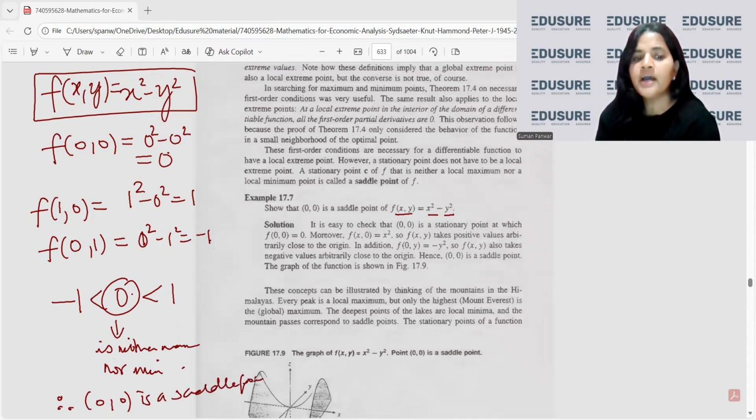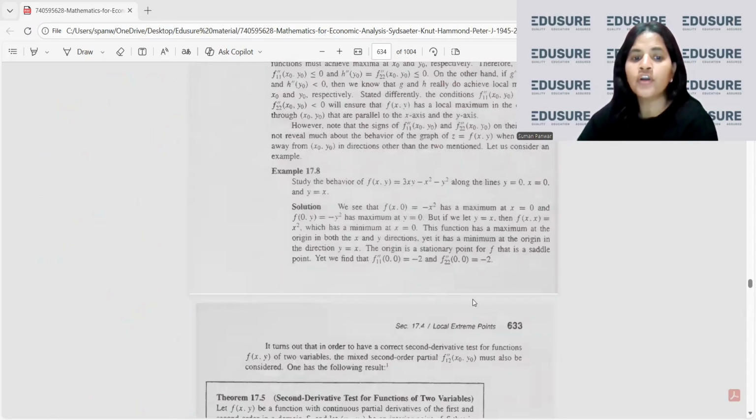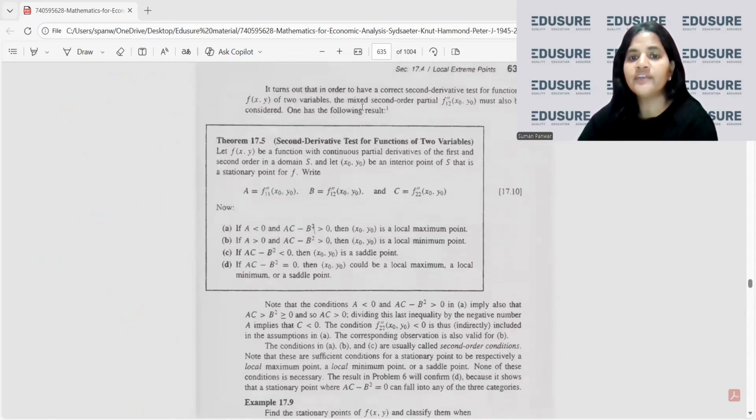So what is a saddle point? A saddle point is a point at which a function neither has a local maxima nor a local minima. Okay, so let us study the second order conditions, or the second order derivative test, for a function of two variables. And this is the test where we are going to consider local maxima and minima only. This is not for absolute maximum and minimum.